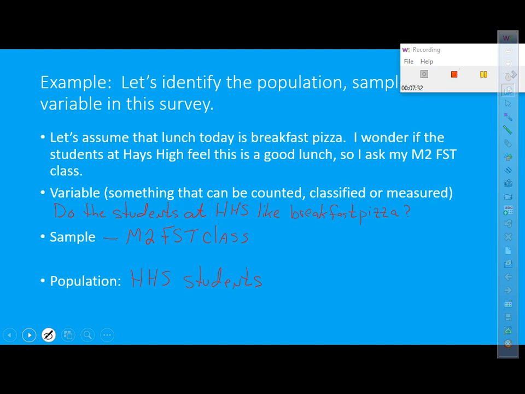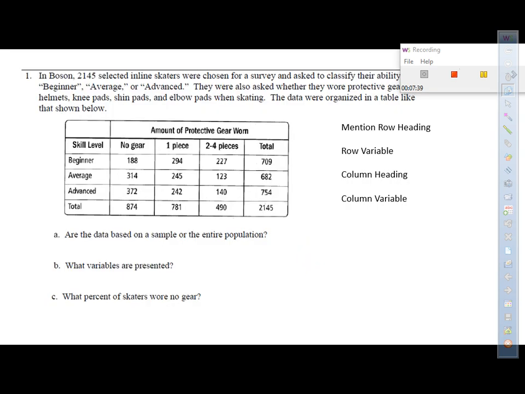Now, if you would, come over to Lesson Master 1-1. We'll try to get you rolling on here. Notice there's a chart of information. Now, you really got to be careful when you give them a chart of information because there's a lot of things hiding here. Let's read through what this chart talks about. It says, in Boston, 2,145 selected inline skaters were chosen for a survey and asked to classify their ability as beginner, average, or advanced. They were also asked whether they wore protective gear like helmets, knee pads, shin pads, and elbow pads when skating. The data were organized in a table shown below.